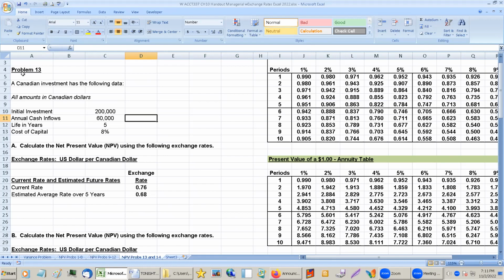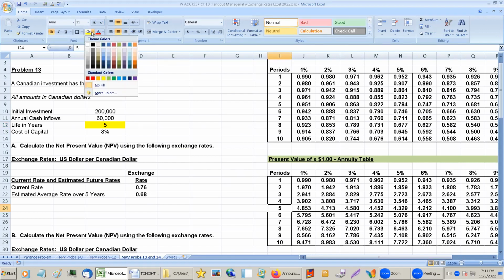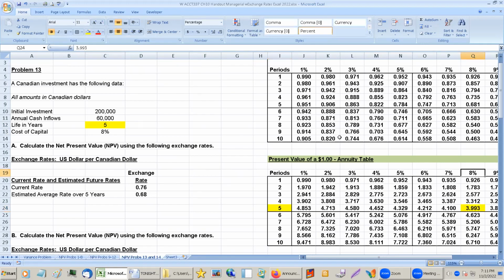Okay, well, problem 13 is the same thing we did before. Calculate net present value. I'm just going to do it right on the table here. 5 years, 8% is an annuity. $3.933. 993.